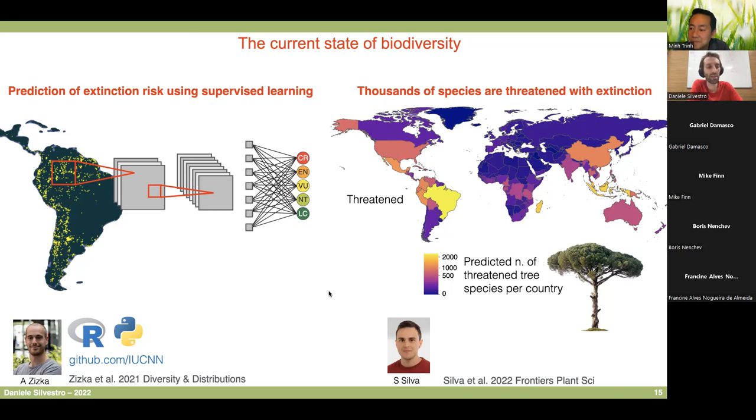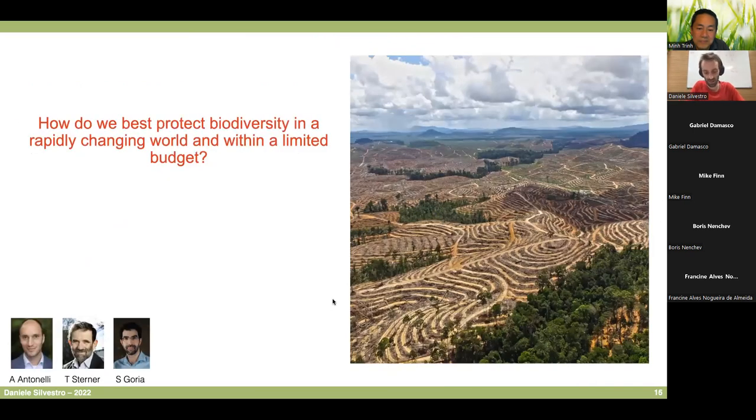But this maybe comes in the last model that I want to talk about today, which is basically starting with this in mind. So knowing that there are thousands of species that are at risk of extinction, and that the resources for protecting biodiversity are limited, what can we do to best protect this biodiversity while incorporating information about this rapidly changing world, including, for example, political action or inaction, and including the fact that there is a limited budget that can be spent realistically on conservation?